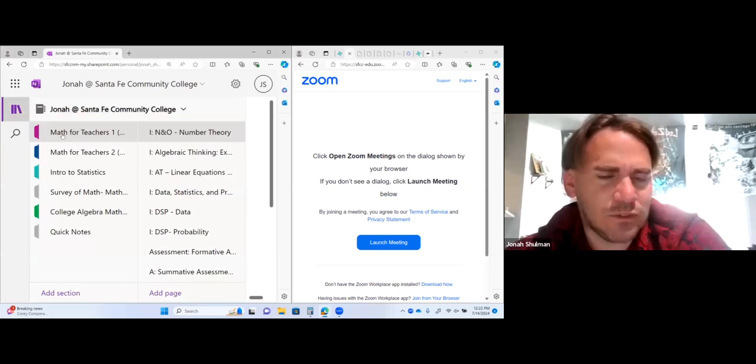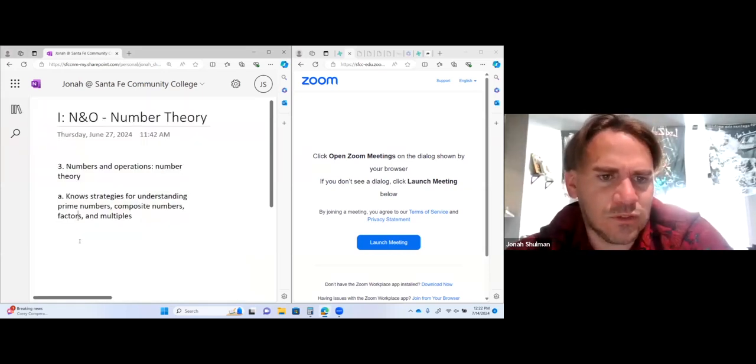In number theory, all we have are prime numbers, factors, and multiples. Composite just means put together. I'm going to give you some definitions, but this one's going to be super short. I hope you're excited. Let's get into it. I'm sharing my screen. If you want to follow along, this is Math for Teachers 1, numbers, number theory, and these are what they are.